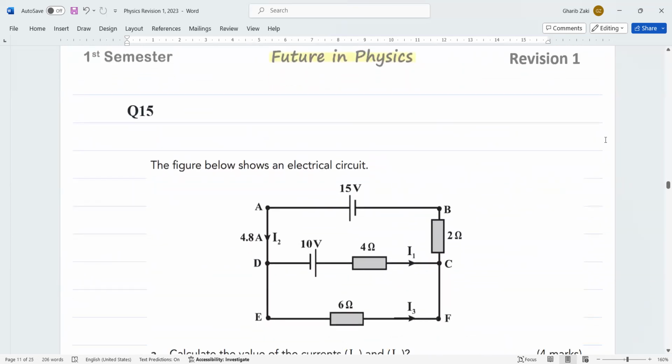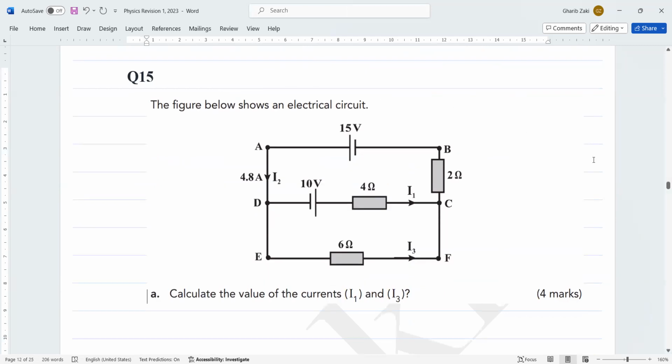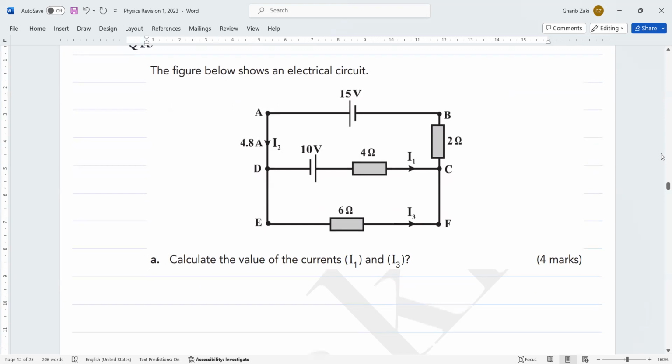Now, question number 15, start to solve. Sorry, I go quickly to finish on time, please. Yeah, go ahead, please. Calculate the value of I1 and I3. Okay, guys. Try to solve, and I help you. Try.